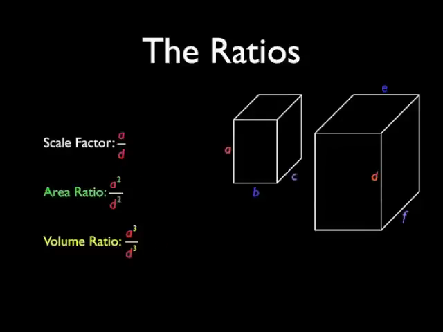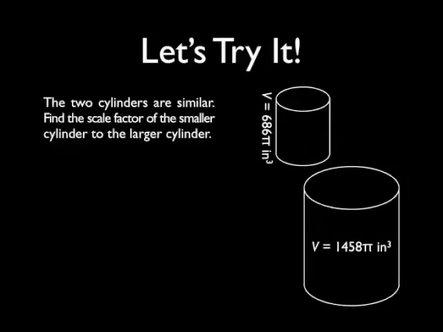So here we go. Our ratios are very simply this. If the scale factor is a over d, then the area ratio is a squared over d squared, and the volume ratio is a cubed over d cubed. Very simple. If you remember the exponent on the units, you will know how to convert a scale factor to the appropriate ratio. So let's try this.